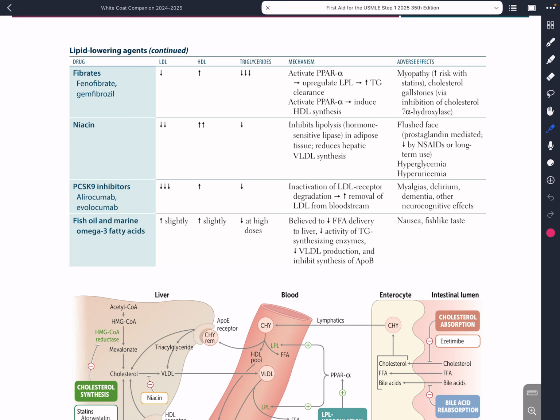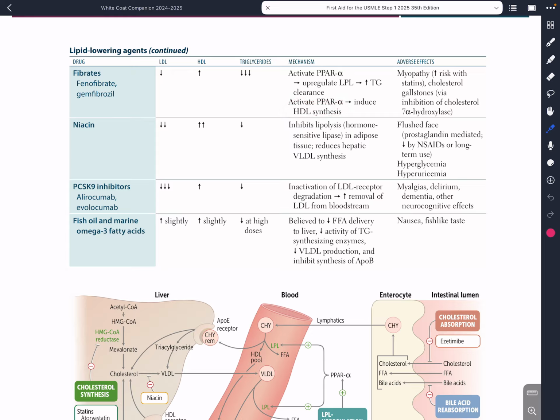Again, the mechanism of action of fibrate is that it activates PPAR alpha. It upregulates LPL, lipoprotein lipase, which increases triglyceride clearance. It clears triglyceride from the system. Activation of PPAR alpha also induces HDL synthesis, because PPAR is activated, HDL is formed.